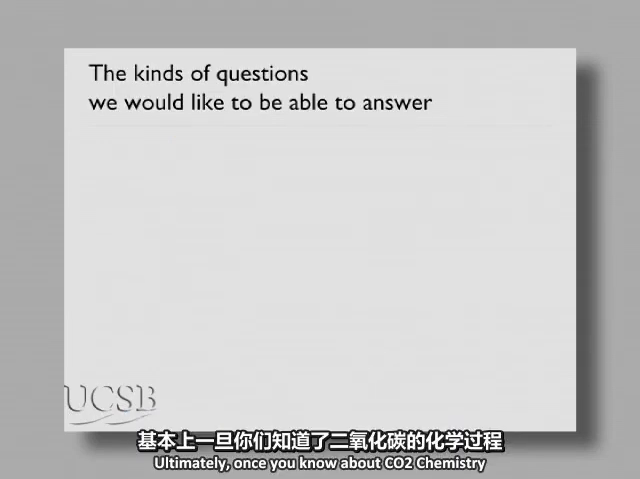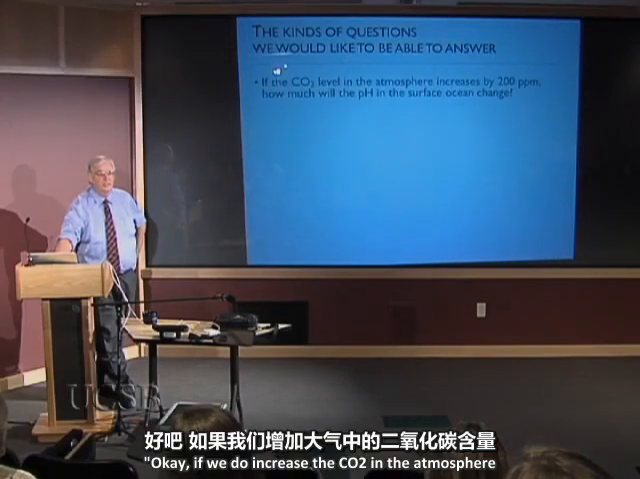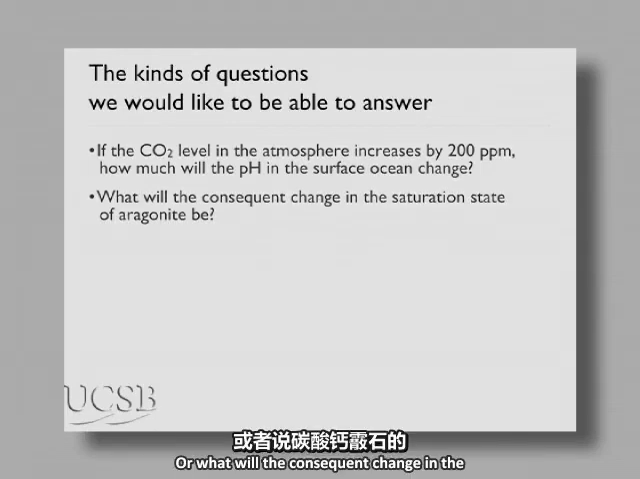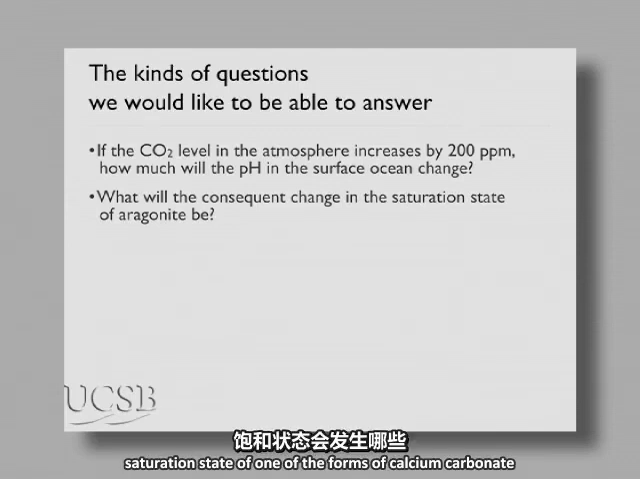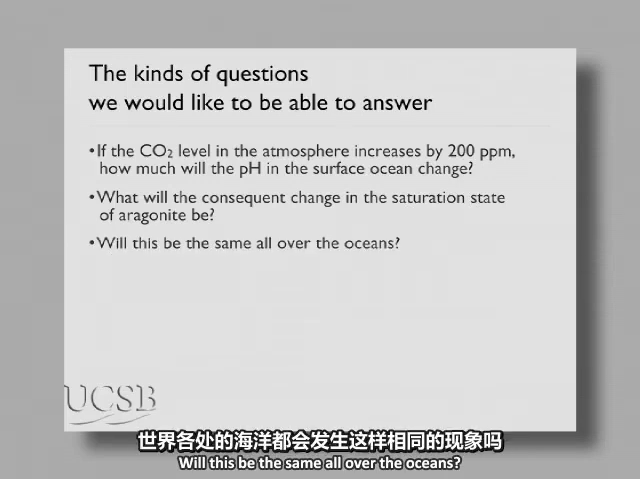Ultimately, once you know about CO2 chemistry, you'd like to say, okay, if we do increase the CO2 in the atmosphere, how much would the pH in the ocean be expected to change? How would you calculate that? Or what would be the consequent change in the saturation state of one of the forms of calcium carbonate, aragonite? Would this be the same all over the oceans?